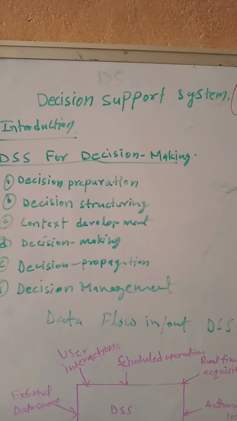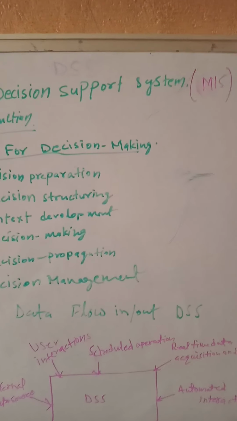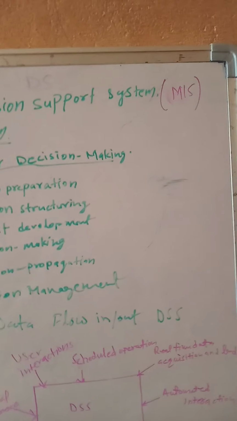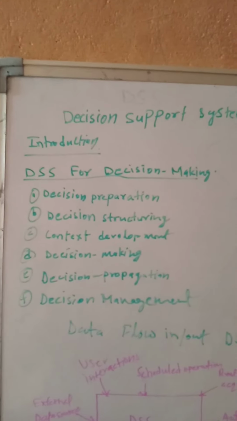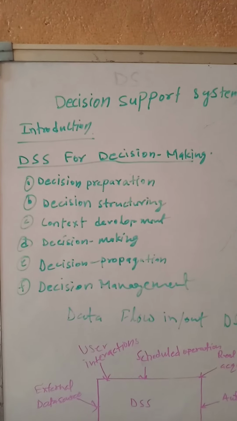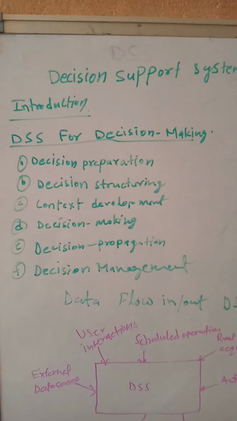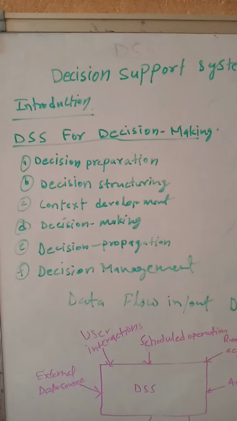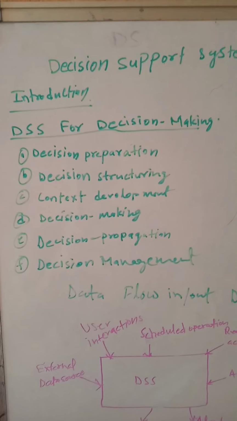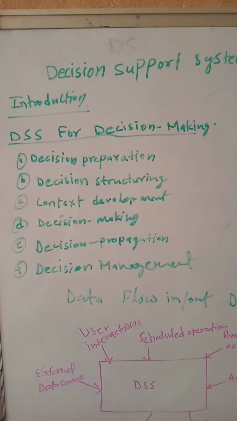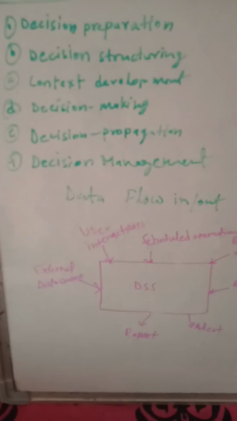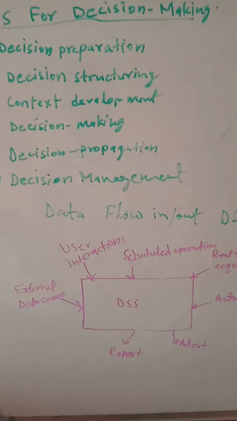The topic, decision support system, is an important part of MIS. It contains the following points. First, introduction. Second, DSS for decision making. This decision making contains the following points, and the data flow of DSS.